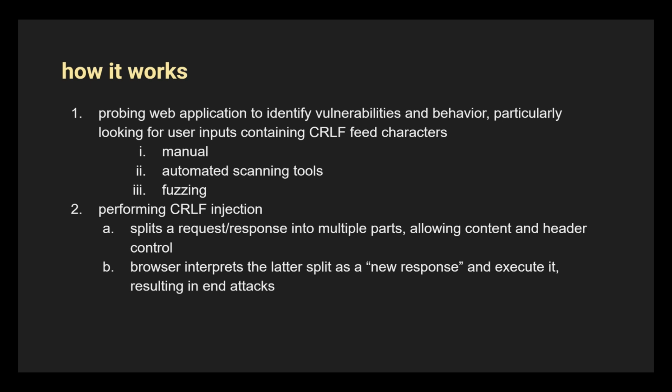So one is through manual testing, where they manually explore different parts of the application through its URL parameters, form inputs, and HTTP headers, to identify fields that accept user input and see if these are possible CRLF injection points. The second is through automated scanning tools. These automatically crawl through the application, identifying input fields and attempting to inject various payloads to detect vulnerabilities. And the third is fuzzing, wherein attackers send a large number of input values to systematically test for vulnerable points.